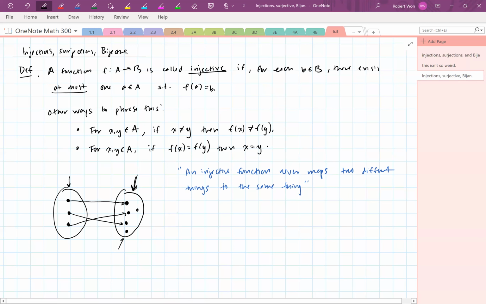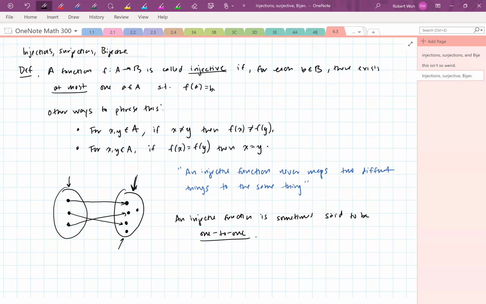Okay, so just some more things to know. An injective function is sometimes said to be one-to-one. And I think this is the phraseology that's used in Math 308, but personally, I think injective sounds better than one-to-one. So I will almost always say injective function, or the noun form is, it's sometimes called an injection. So you might say something like, suppose f from A to B is an injection, that means it's an injective function.